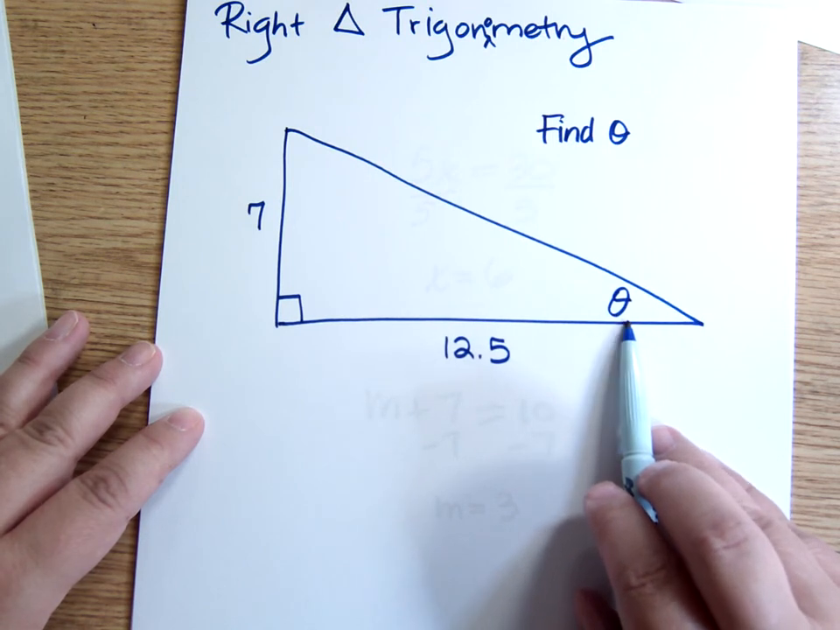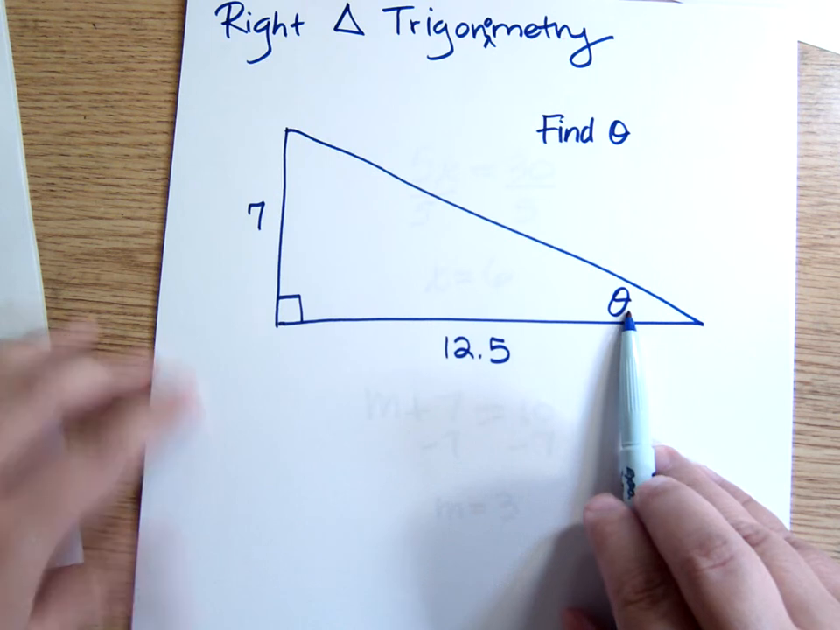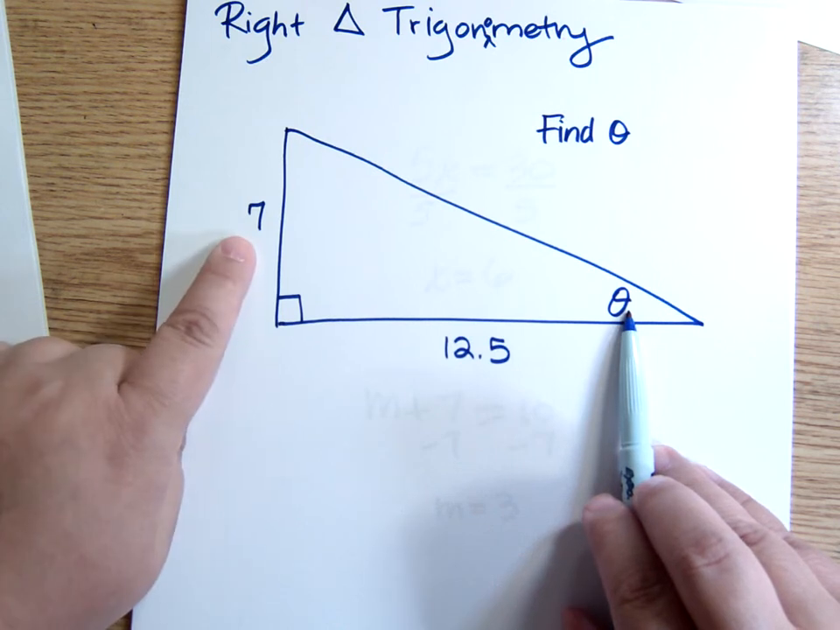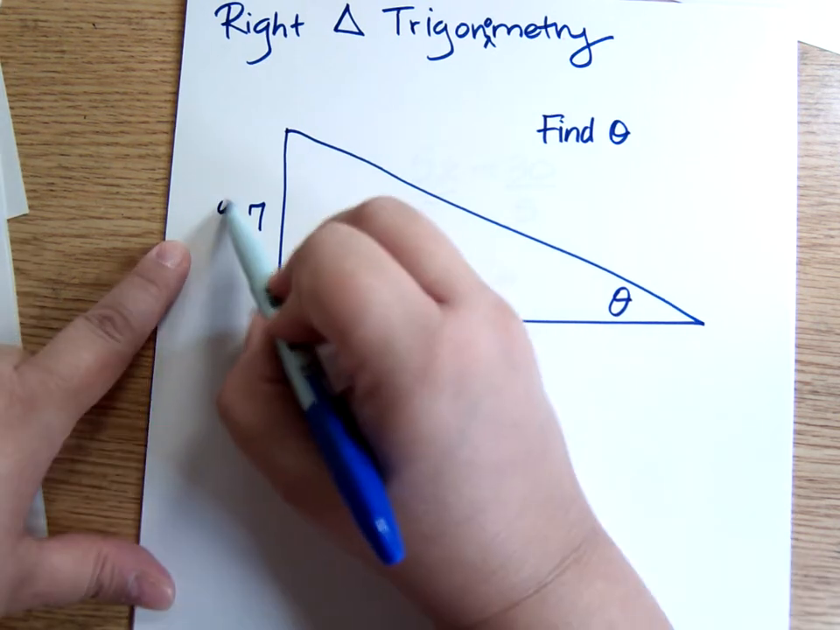Which side is 7? Opposite, hypotenuse, or adjacent? Okay, which side is 12.5? Adjacent.